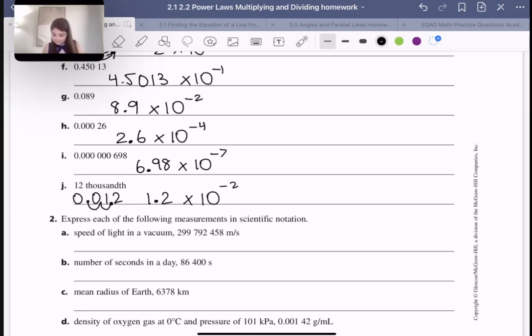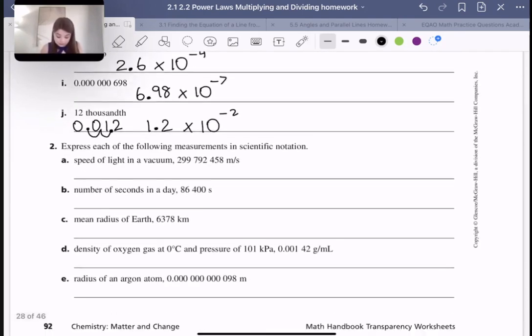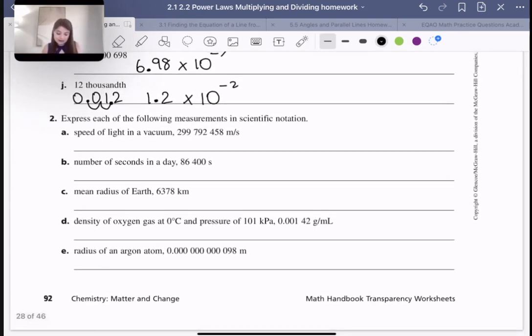Good. All right, so number 2 says, express each of the following measurements in scientific notation. Speed of light in a vacuum. Oh, that's pretty cool. That's really fast. That's a lot faster than a bullet. Oh, wow. I'm not sure if this is right or not. I'm not a science person, but if so, that's kind of crazy. That's kind of nuts. Anyway, let's do what it says though and put it in scientific notation.